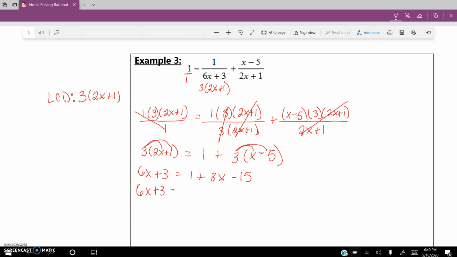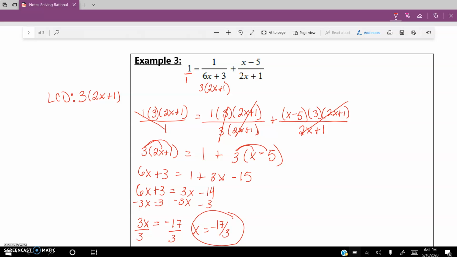6x plus 3 is equal to 3x minus 14 if I combine like terms. Move my 3x to the other side. Move my 3 to the other side. End up with 3x equals negative 17. Divide by 3. X equals negative 17 over 3. And it's fine to just leave that as a fraction.